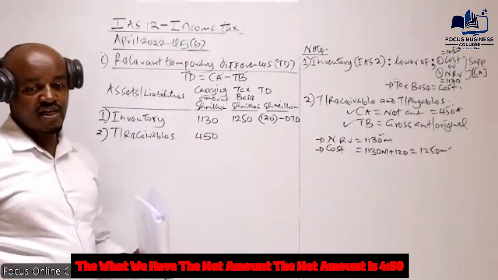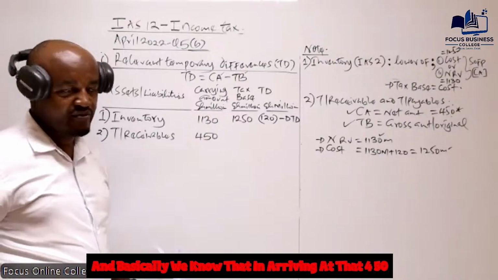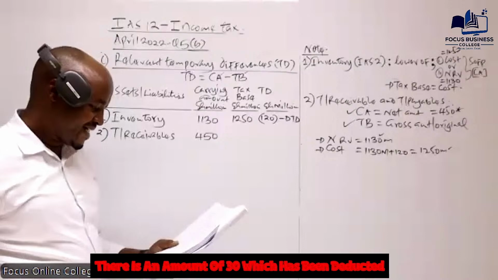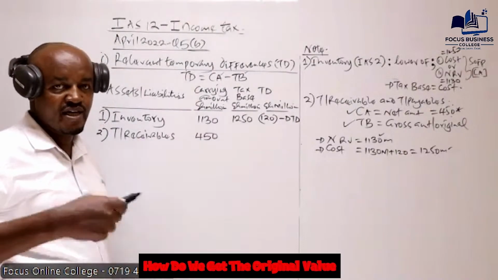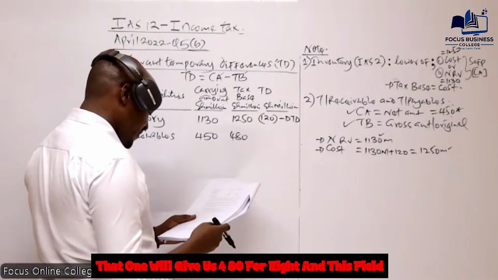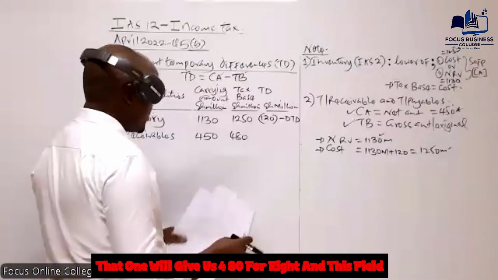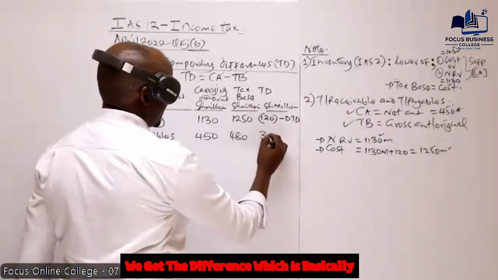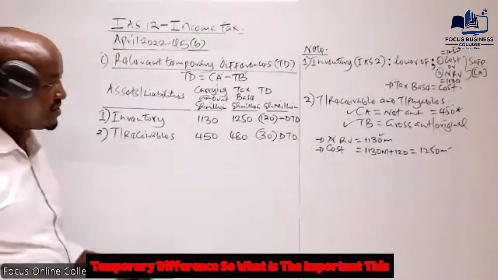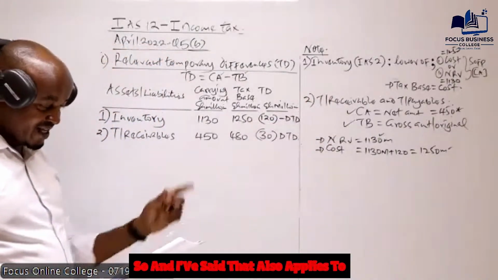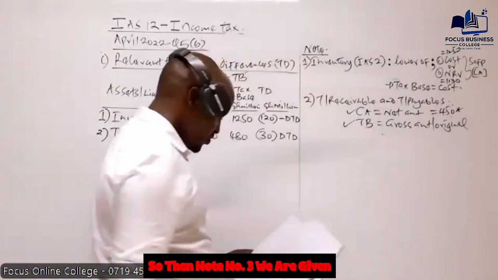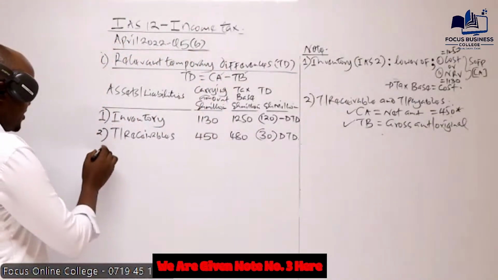We have the net amount. The net amount is 450. Basically, we know that in arriving at that 450, there is an amount of 30 which has been deducted. How do we get the original value? We add back. So that will give us 480. And we get the difference, which is basically 30, which is negative, and that is still a deductible temporary difference. So what is important? This also applies to payables. Then note number 3, we are given note number 3 here.